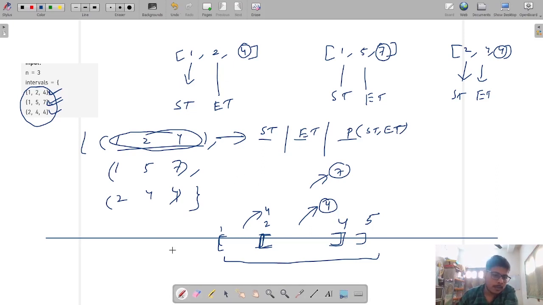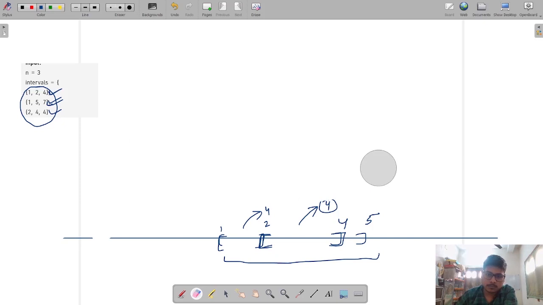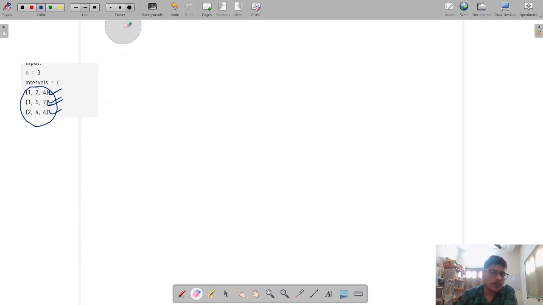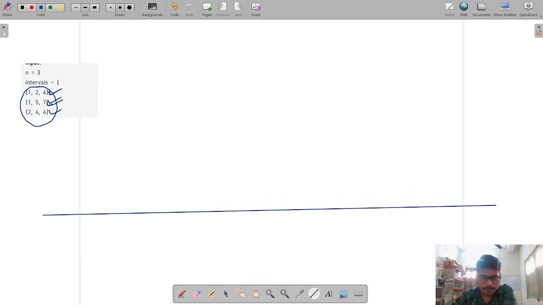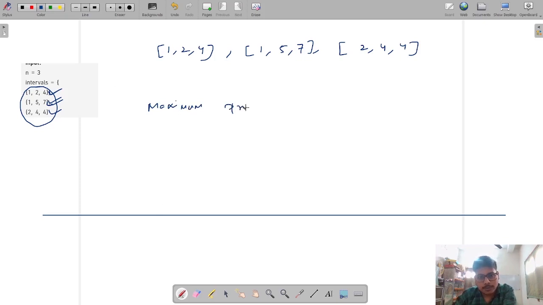So what we have to do is, let's erase these parts. We are given these intervals. What we have to do is find the maximum profit, the maximum profit we can gain just from non-overlapping intervals.